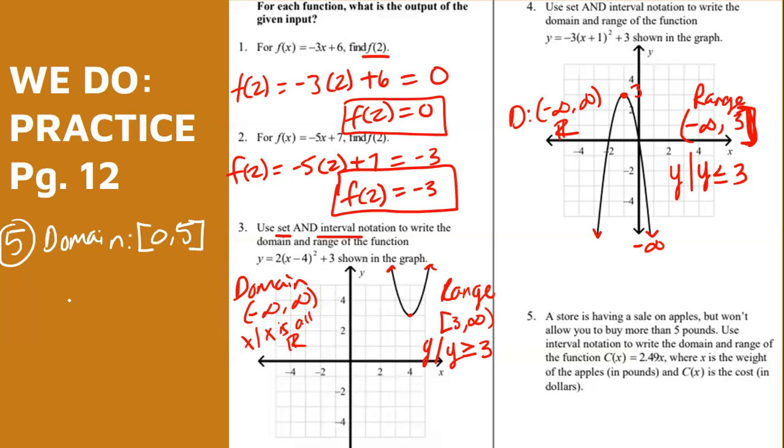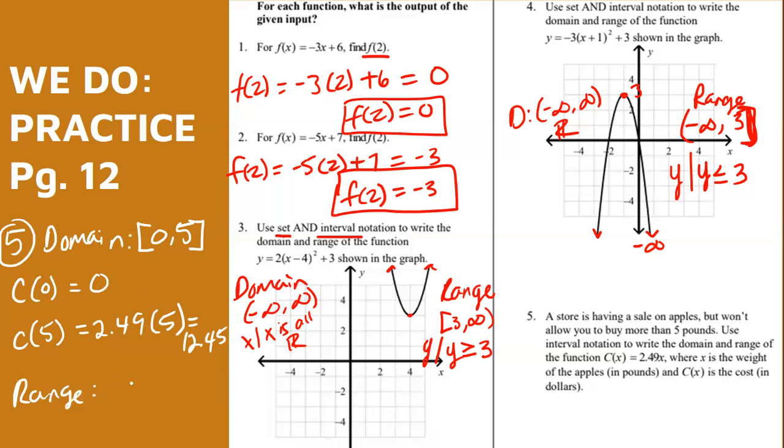Okay. To find our range, we have to find C of 0 and we have to find C of 5. So what's the most I'm going to pay? It's the least I'm going to pay. $0, obviously, right? Now, for 5, it's $2.49 a pound, and I buy 5. How much am I going to pay? $12.45. Okay, so therefore my range is from where? 0 to $12.45.